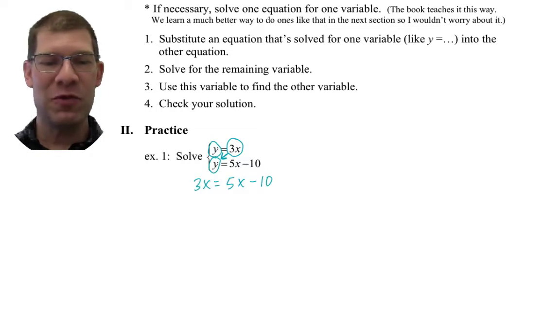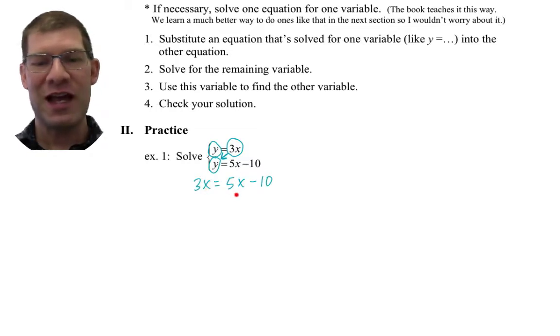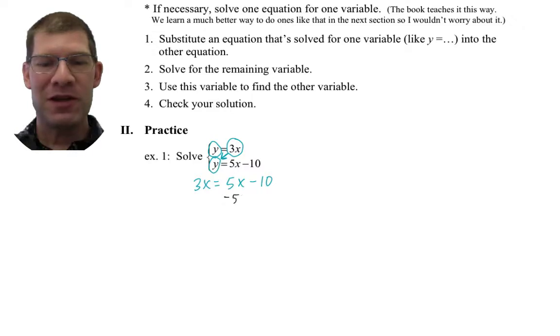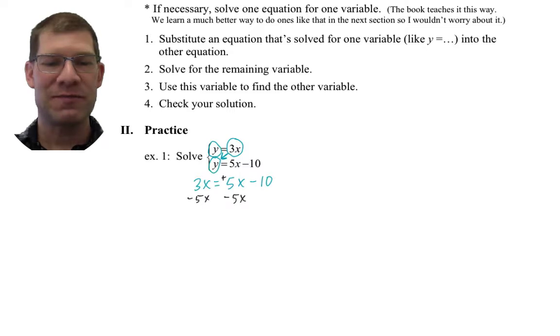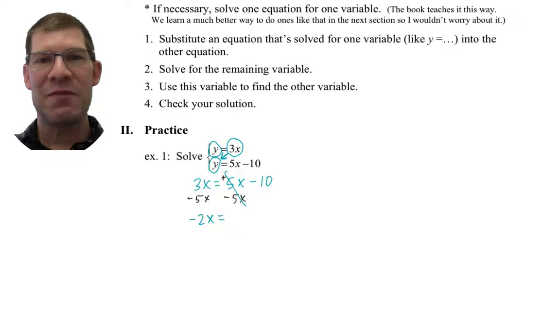We could move the 3x over to this side and then move the 10 to that side. I'm just going to deal with the negative. I'm going to subtract 5x from both sides. But which way you solve it doesn't really matter as long as you don't violate a math rule. Because it's a positive 5x right there, I'm going to subtract 5x from both sides. When I do that, I have negative 2x on the left. On the right side, my 5x's drop out, and I'm left with a negative 10. Remember, the signs go with the number that's behind them. So it's a positive 5x and a negative 10.